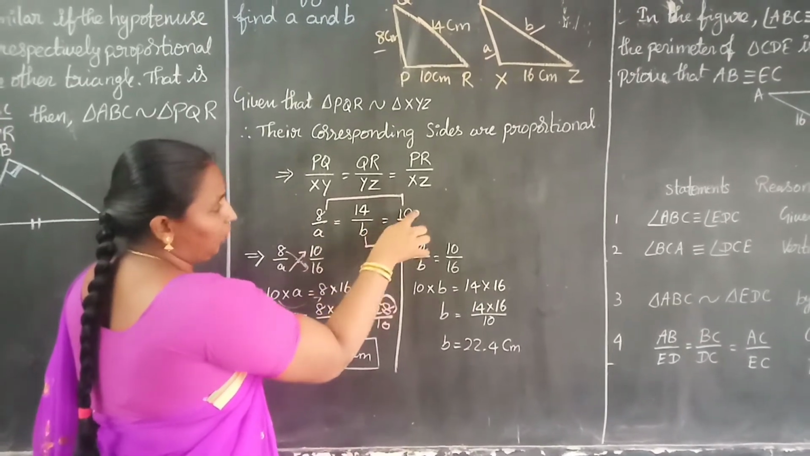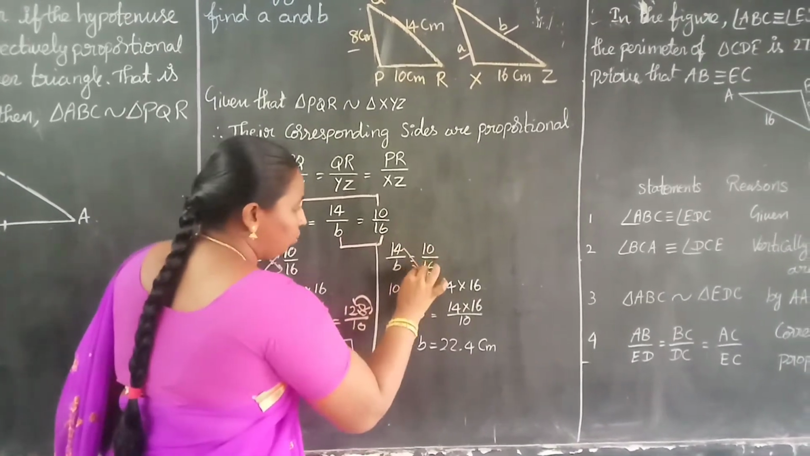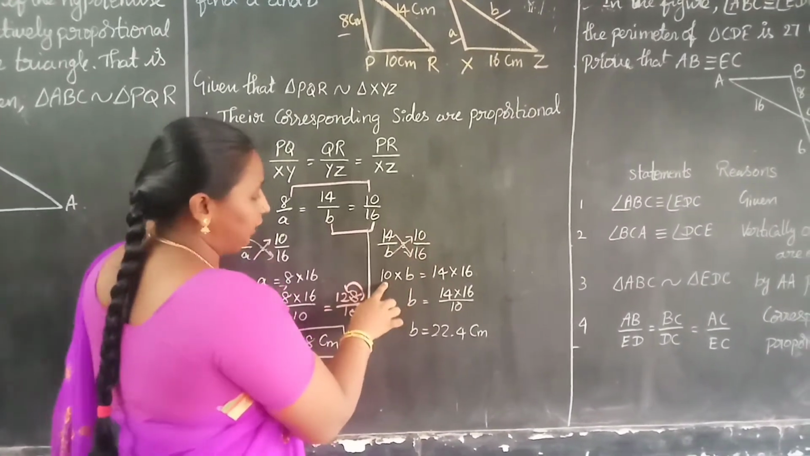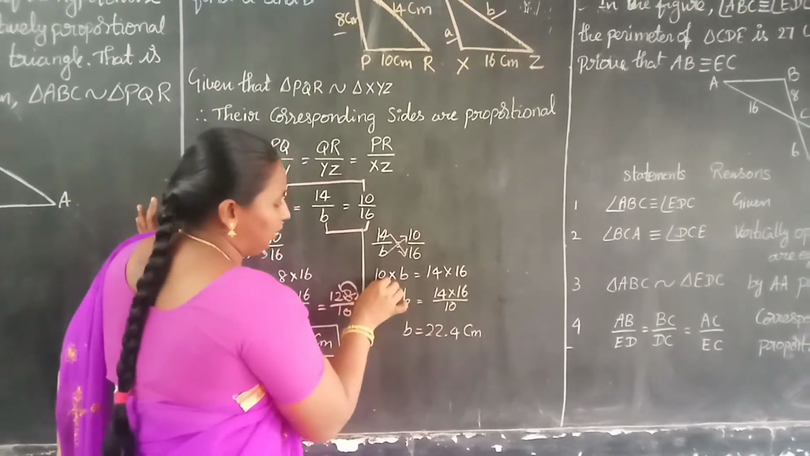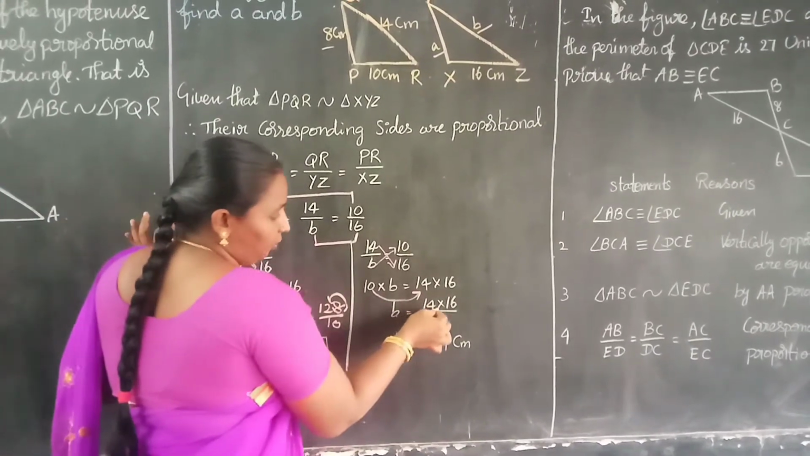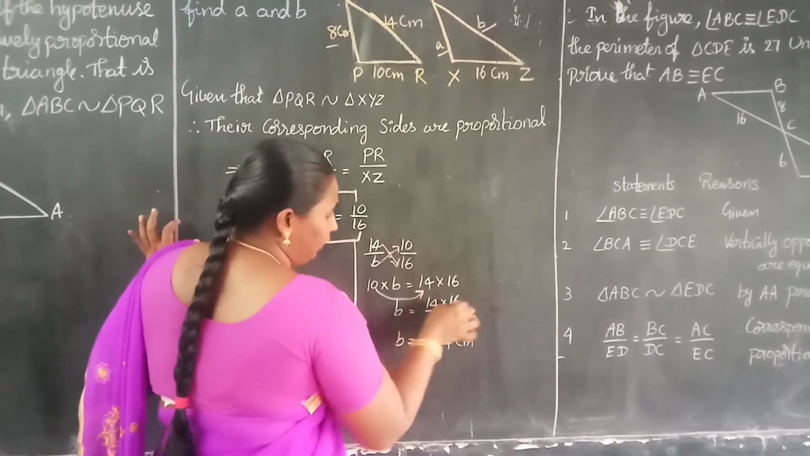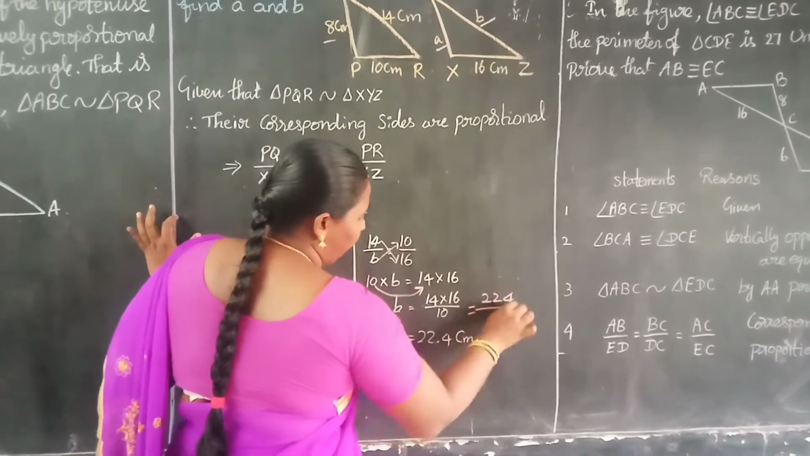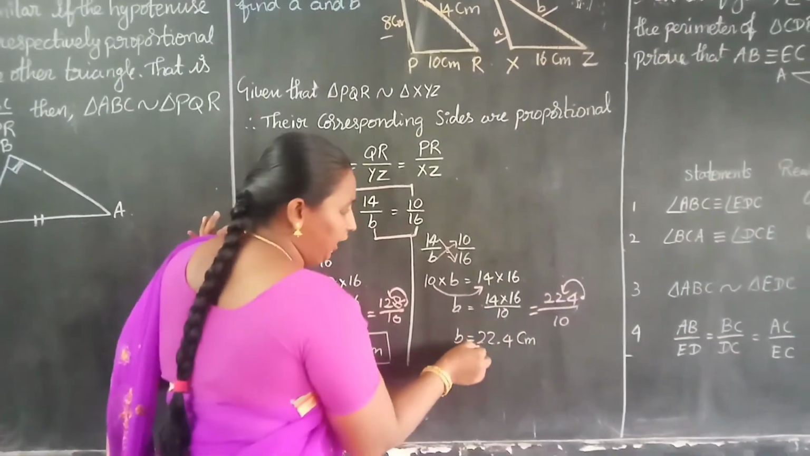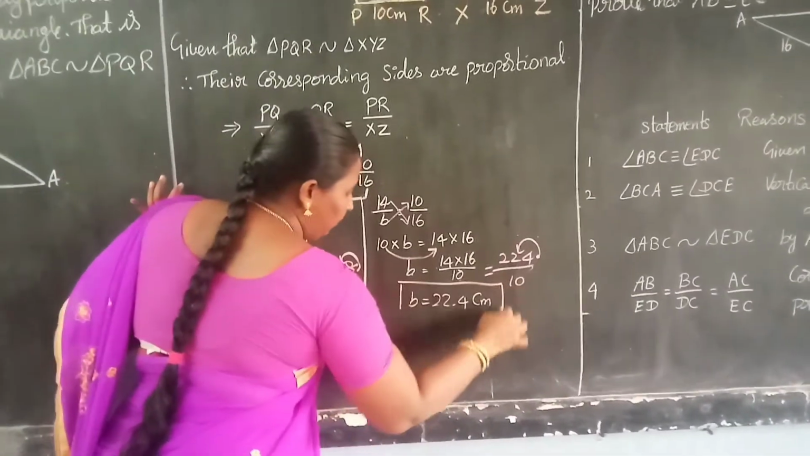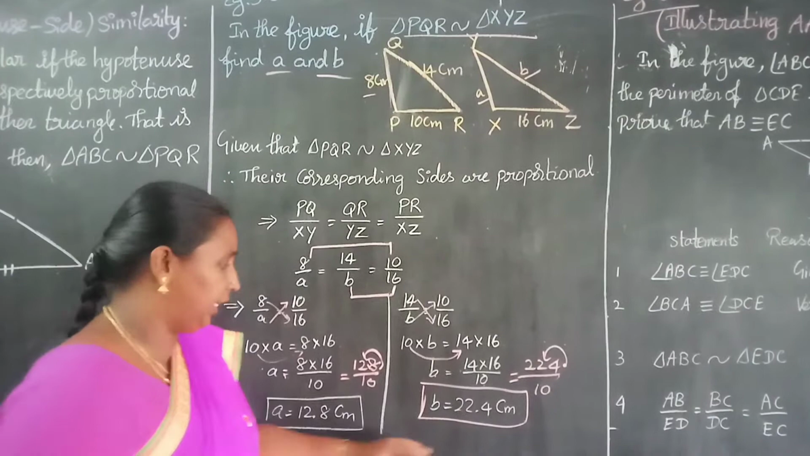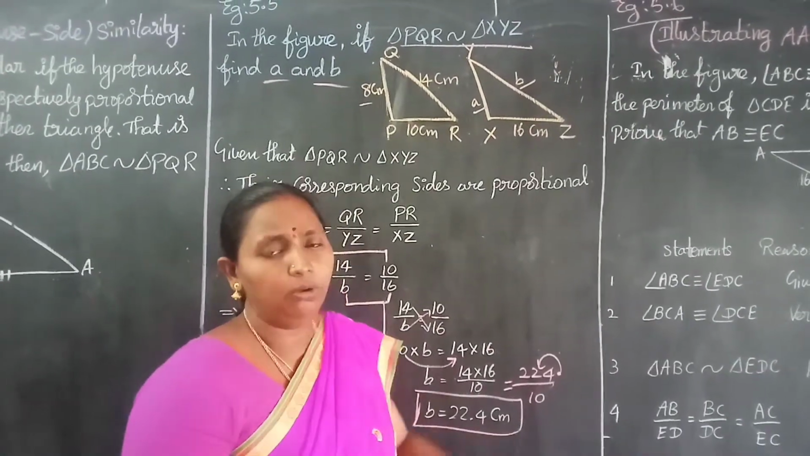Next, equal these two. 14 by B equal to 10 by 16. Here also do the cross multiply. 14 into 16 equal to B into 10. That is 10 into B equal to 14 into 16. Send this 10 to the right hand side. It comes under divide. So B equal to 14 into 16 divided by 10. If you multiply 14 into 16, you will get 224. Divide by 10 now. You have to move the decimal one point. So we get B equal to 22.4 centimeter. That's what they asked in the question. Find A and B. We find A as 12.8 and B as 22.4 centimeter.